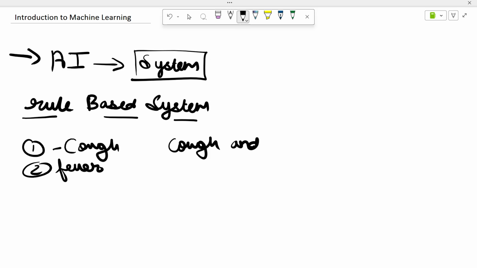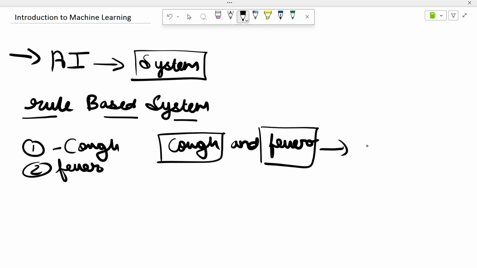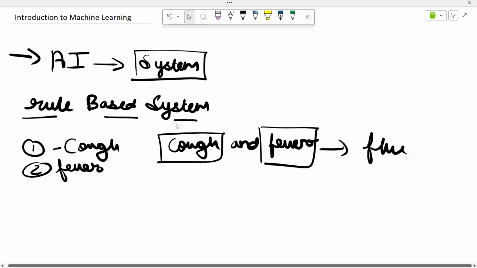So if the doctor says that if cough is there and fever is also there, we will make a rule that if cough and fever both occur together, we will say it is a flu. So this is a small system which classifies whether flu is there or not. So now this is a rule-based system. It is AI.